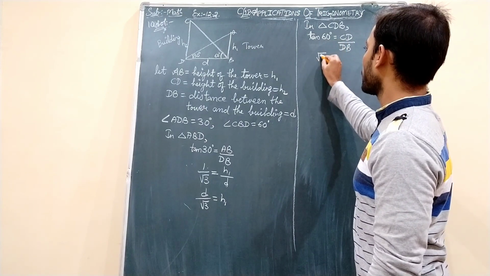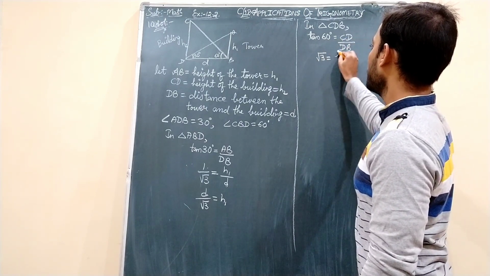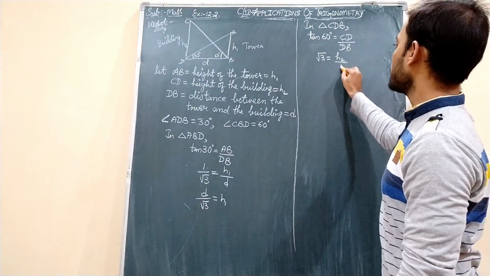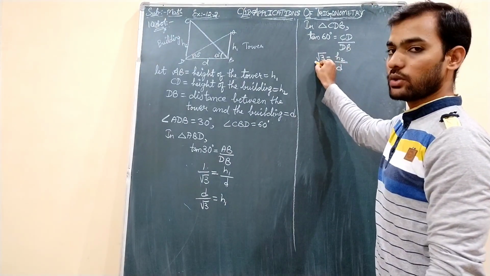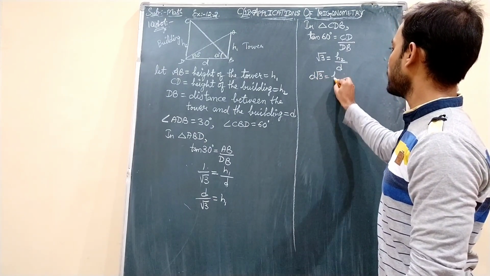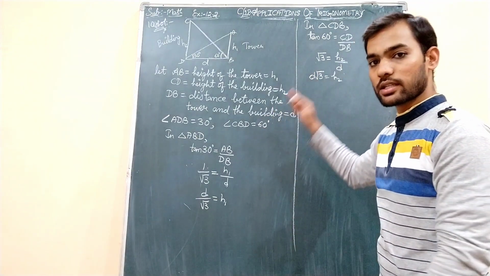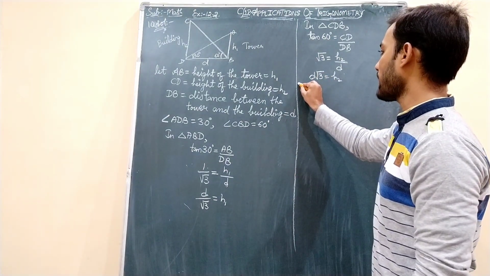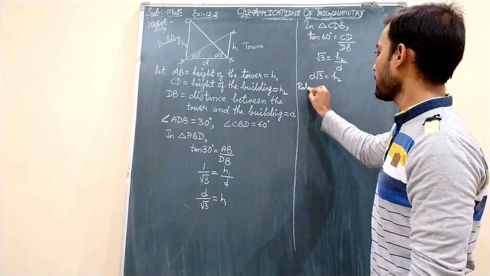Tan 60 value is root 3, guys. CD is H2 we have taken, that is the height of the building, and DB is D only. Multiplying this D over here, D into root 3, you will get D root 3 equals H2. You got height first and height second, both the heights. Then we can go for finding the ratio of their heights.